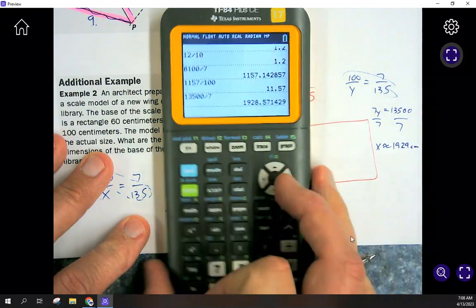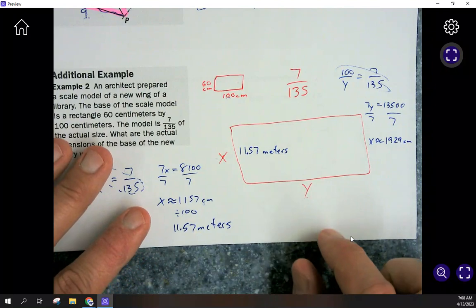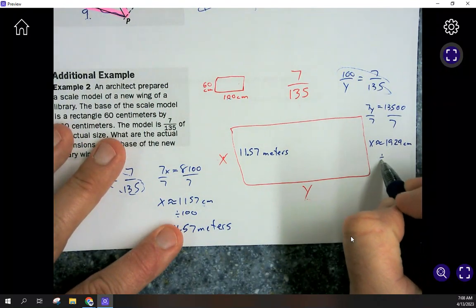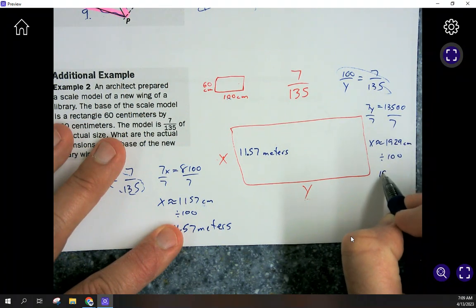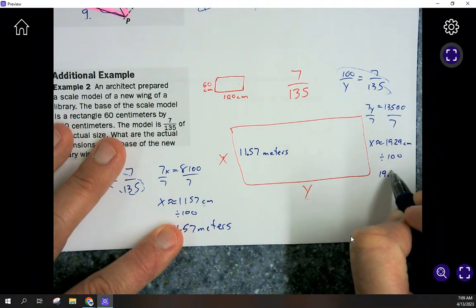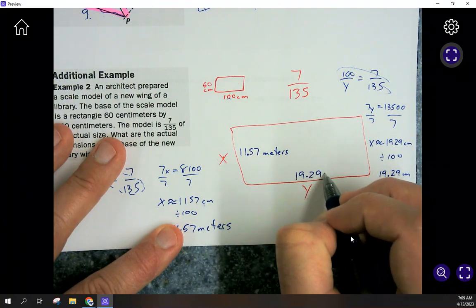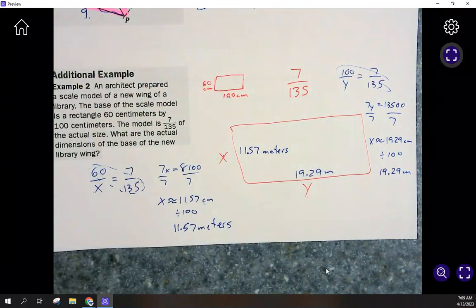1929 centimeters. But why am I going to give a measurement 1,929 centimeters? That's how long the wing of the library is going to be. No, I'm going to give you the meters. So divide this by 100, which just moves that decimal 2 spots, which is 19.29 meters. Okay, so setting these up as a proportion, cross multiplying to solve.